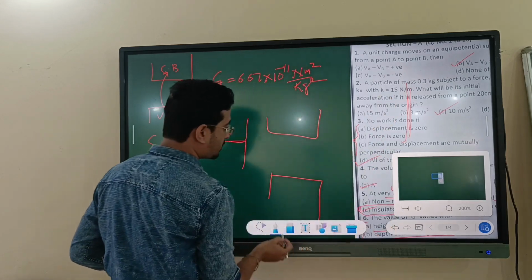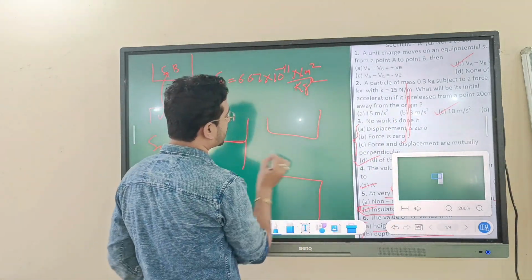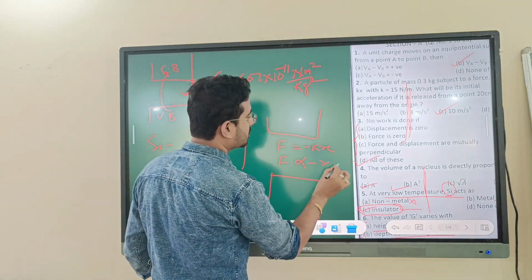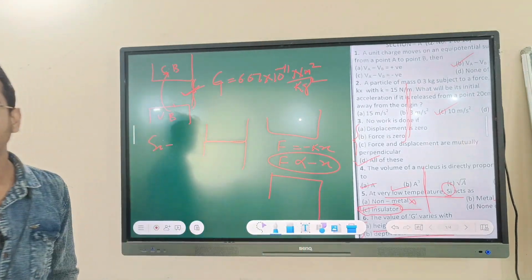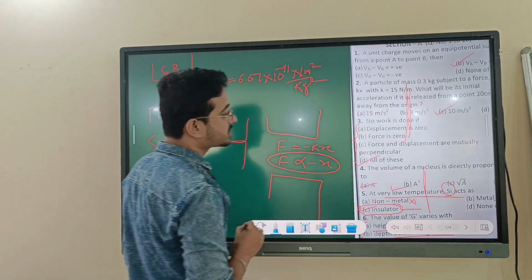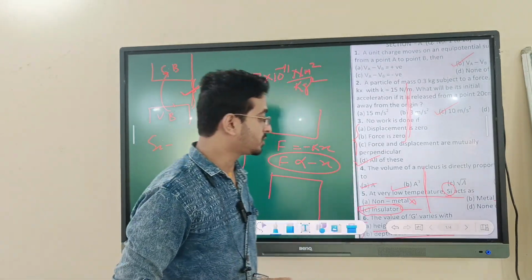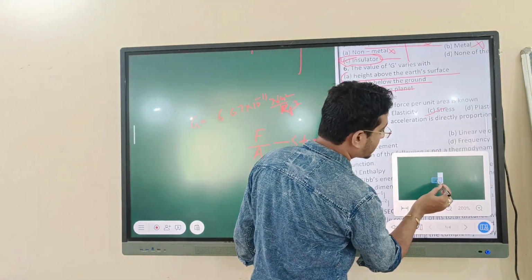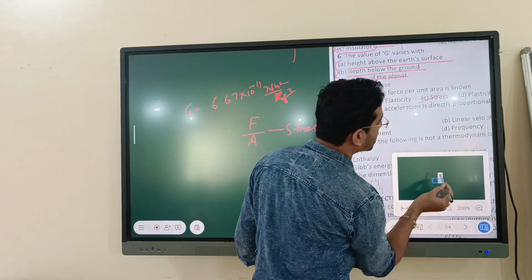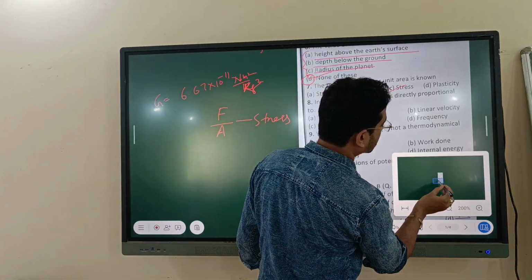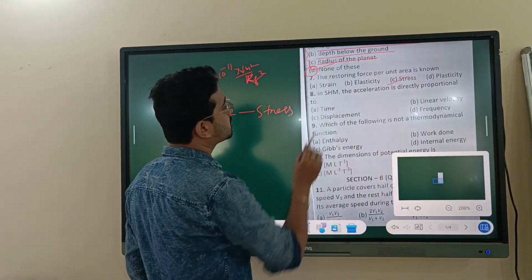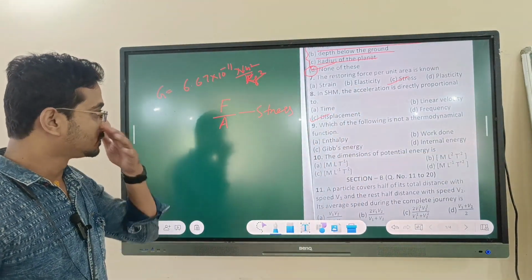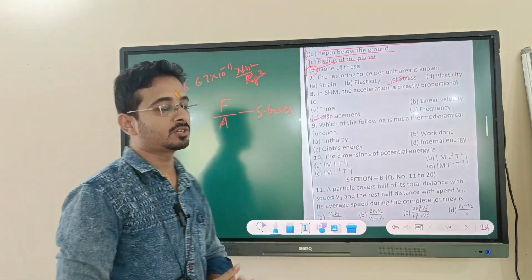In question number 2, I have written that force is equal to minus kx, and force is directly proportional to minus x. I have told you there is a kind of simple harmonic motion. So in simple harmonic motion, force is directly proportional to what? Negative displacement. That means option number C will be my correct answer. In simple harmonic motion, force is directly proportional to negative displacement.